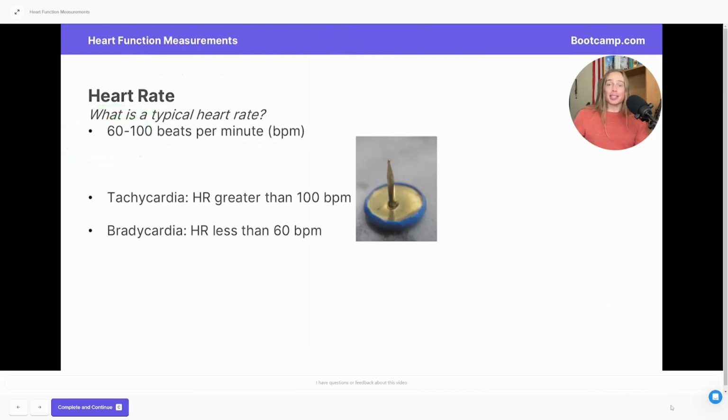Knowing the normal range then, it's important to address terms like tachycardia and bradycardia. So recall that tachycardia is just going to indicate a heart rate of over 100 beats per minute, and a great way to remember this is if you sit on a tach, it's going to increase your heart rate.